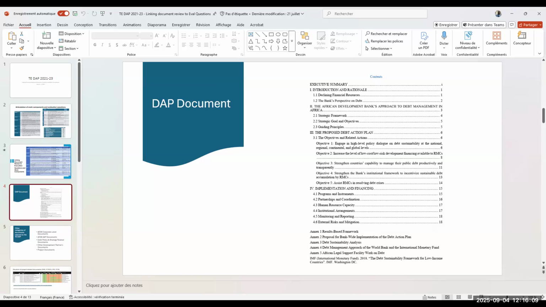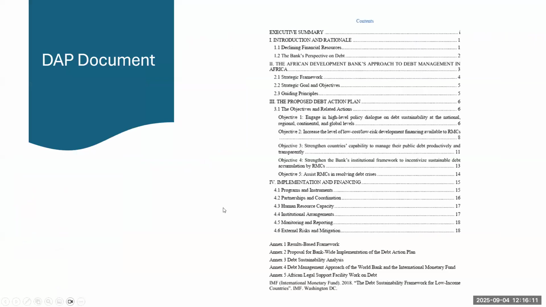So this is to show the content of the document. This is the debt action plan, the multidimensional debt action plan of the bank. So this is the outline, the content of the document.